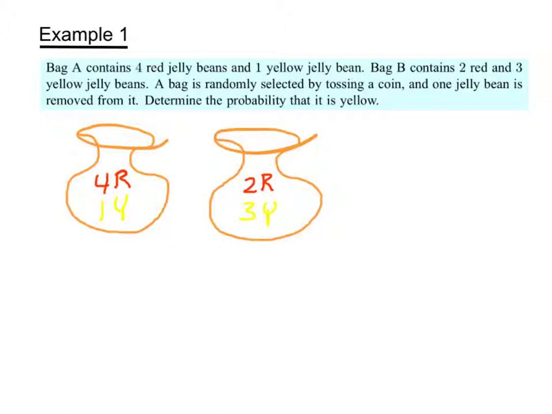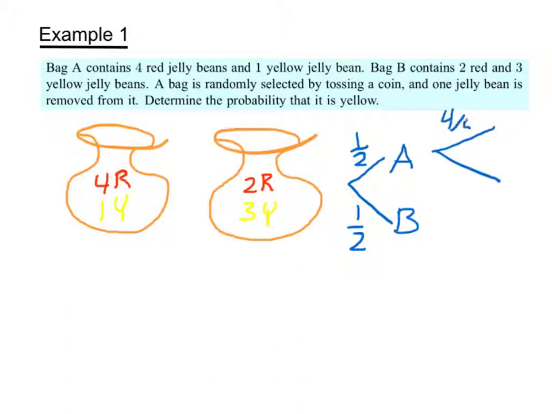Now remember from the problem, we're selecting a bag first by tossing a coin. So really we have a 50-50 chance of selecting the bag. So our first column in a tree diagram is going to be the selection of the bag. Then from bag A, when we're drawing one marble, we have a 4/5 chance of drawing a red and a 1/5 chance of drawing a yellow. From bag B, we have a 2/5 chance of drawing a red and a 3/5 chance of drawing a yellow.